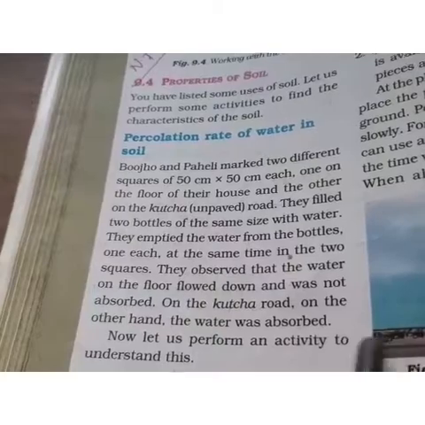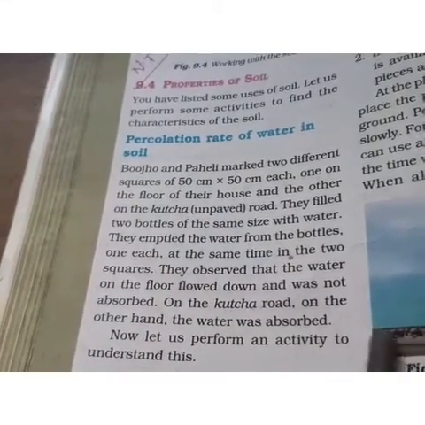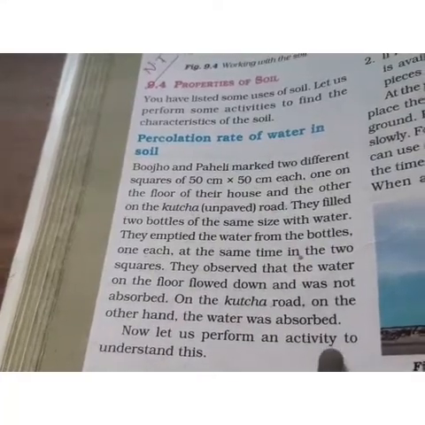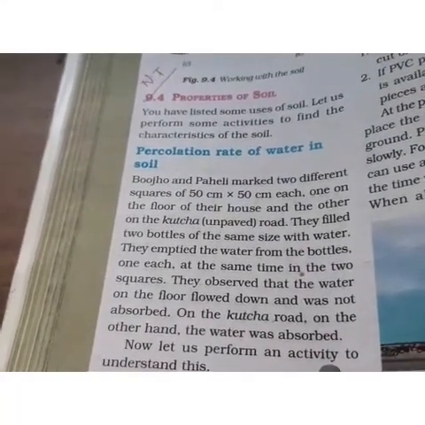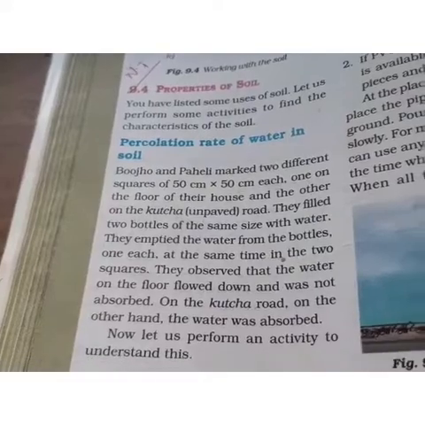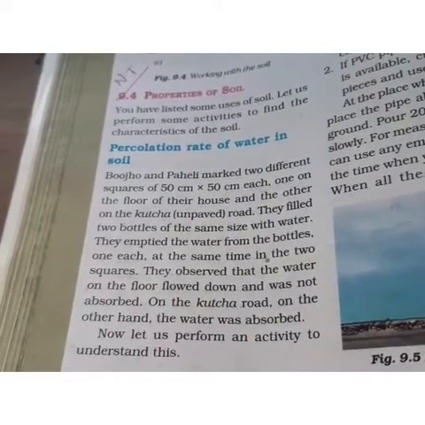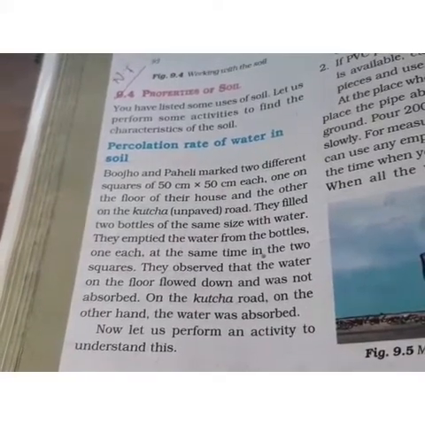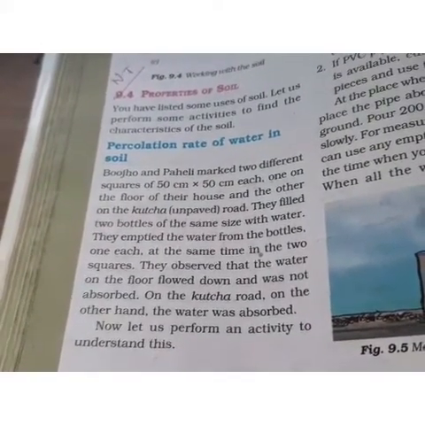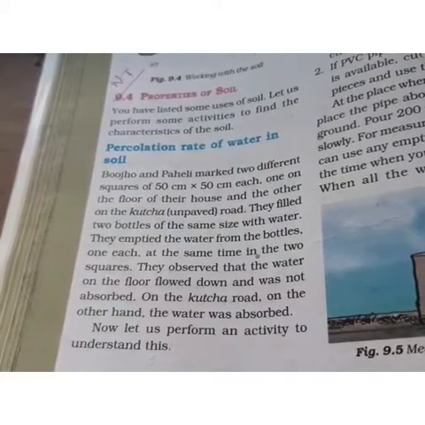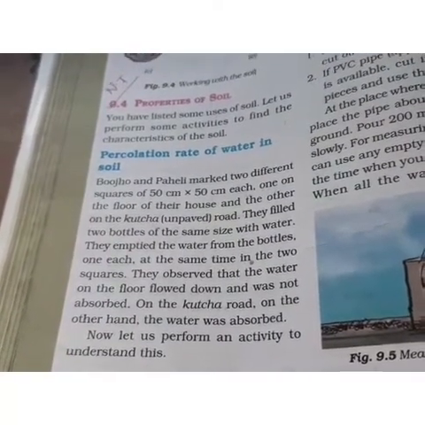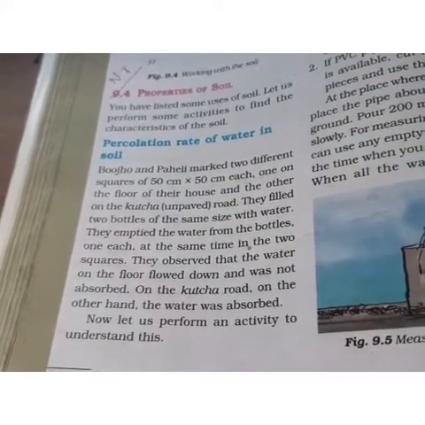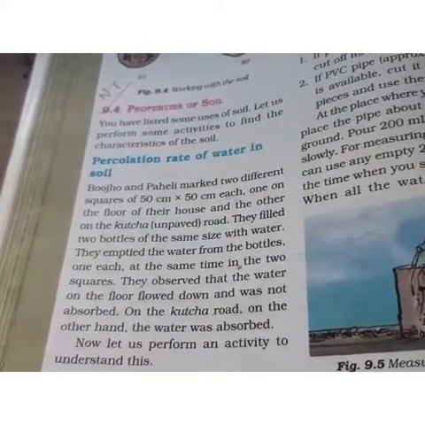They observed that the water on the floor flowed down and was not absorbed. On the kacha road, on the other hand, the water was absorbed. The observation made by them after pouring the water on each of the squares was that the soil taken from the floor of the house did not absorb the complete water, whereas the sample taken from the kacha roadside absorbed water quickly and completely. Now let us perform an activity to understand this.